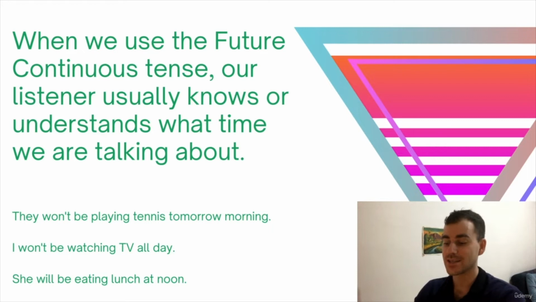They won't be playing tennis tomorrow morning. I won't be watching TV all day. She will be eating lunch at noon. In all three sentences, it's clear what time we are talking about. Whether it be tomorrow morning, all day, or at noon, when we use the future continuous tense, we want to stress what time we are talking about.